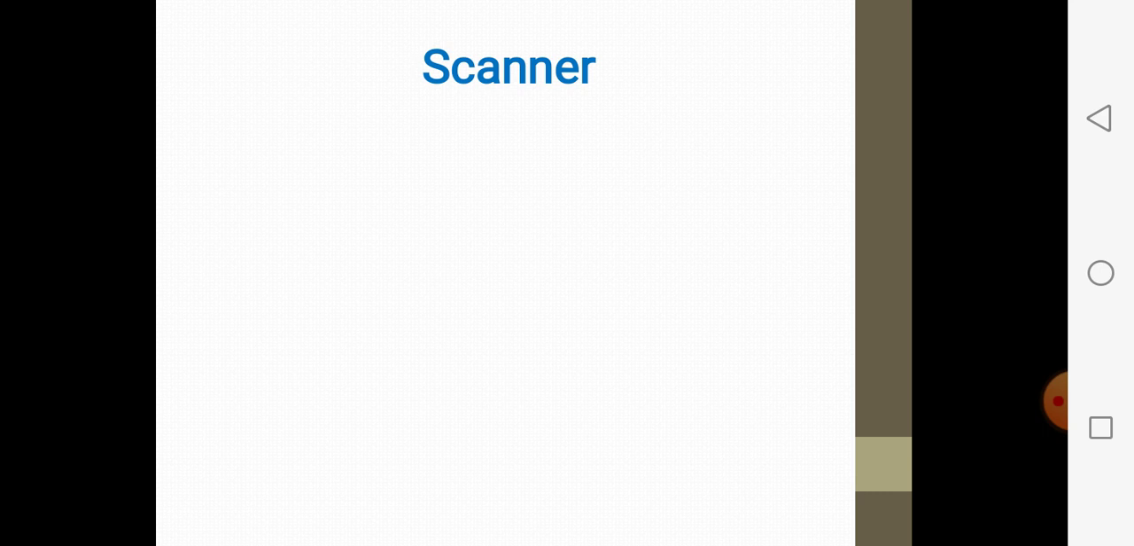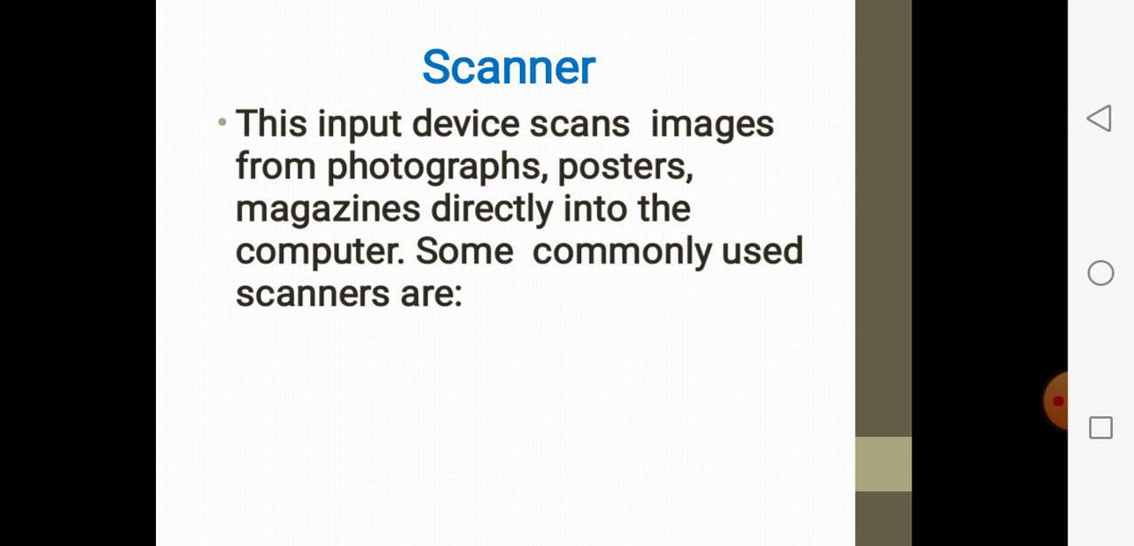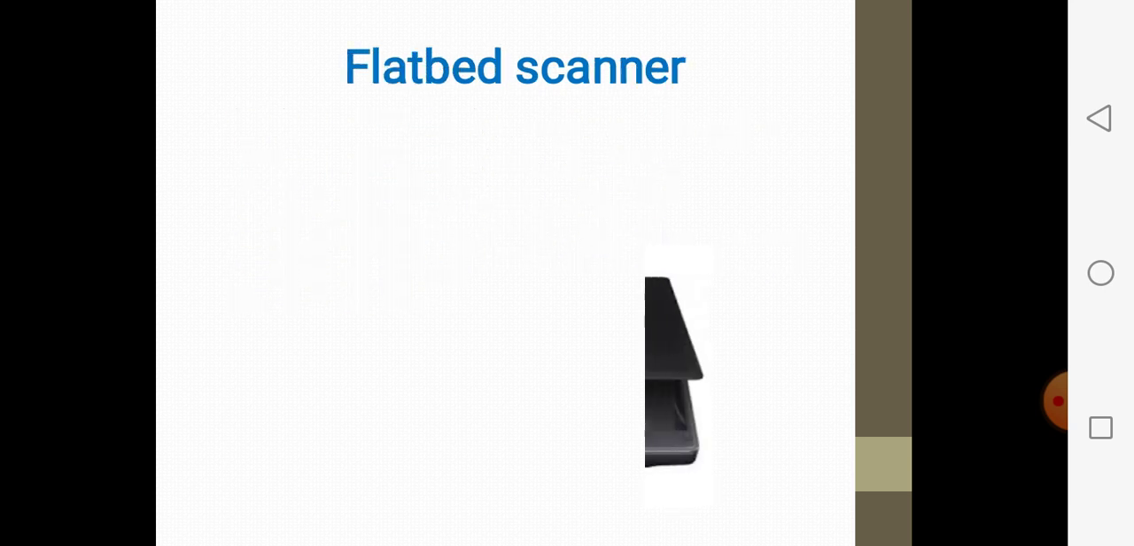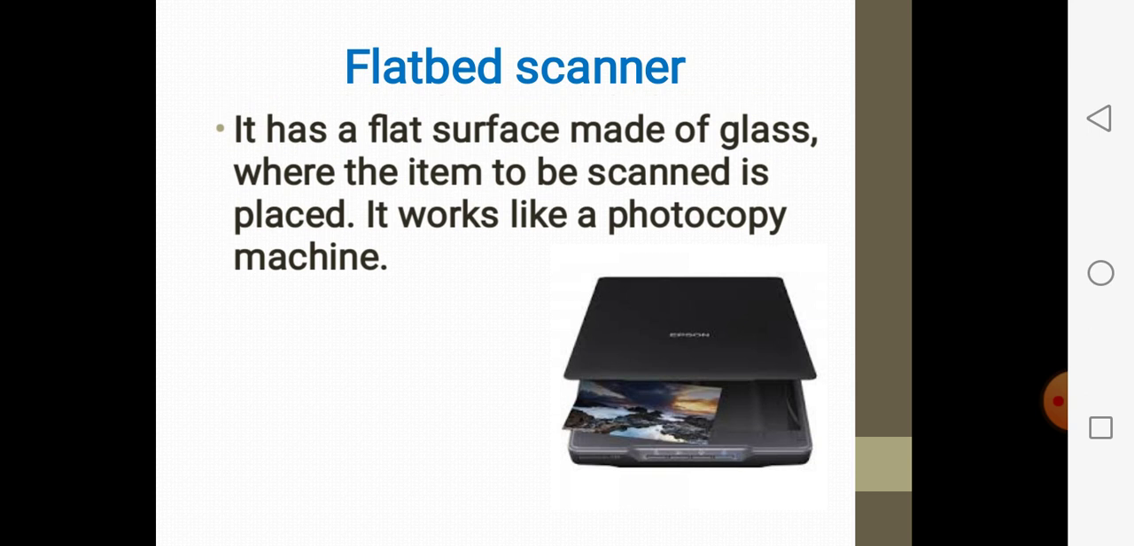Now the next one is scanner. This input device scans images from photographs, posters, magazines directly into the computer, and it always comes in image form. Keep it in your mind. When you scan any image, whether from a textbook, magazine, any picture, a textbook page or a newspaper, it always comes in image form. In the first one, see here, that kind of flatbed scanner. A flatbed scanner is found in a photocopy machine, and it always comes in image form.